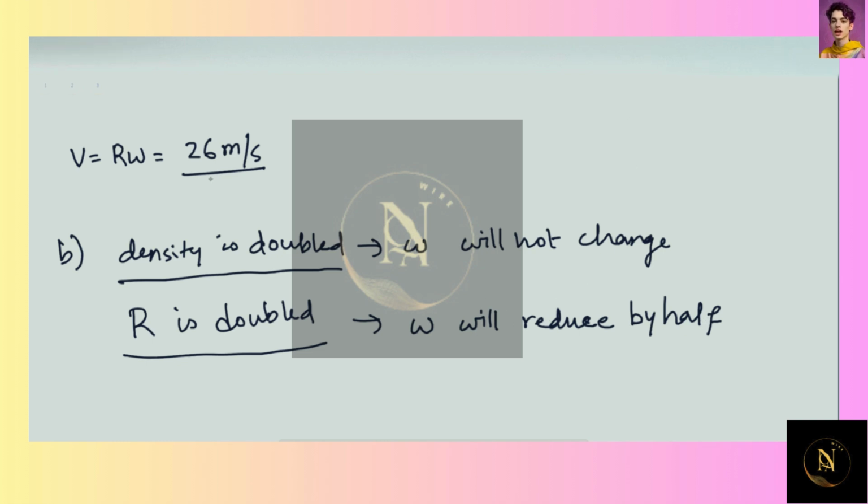But v will be unchanged, because v is r times omega, so we have twice r now because the radius is doubled, but then omega is halved, so it will be omega by 2. So we get rid of that, and we see that this is indeed this expression. So v will be unchanged, but omega will reduce by half. Thank you.